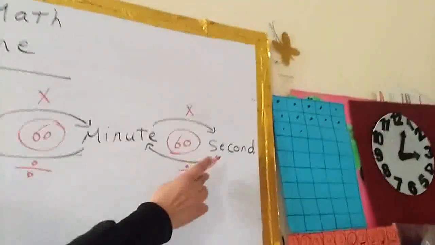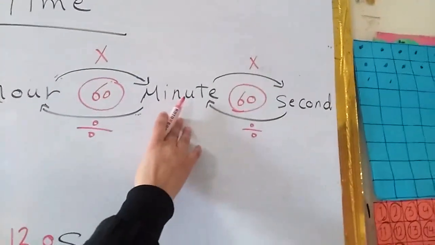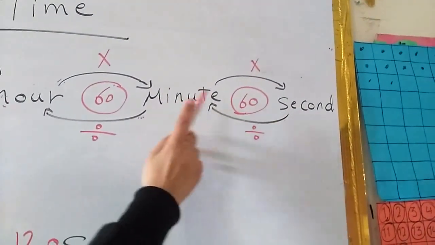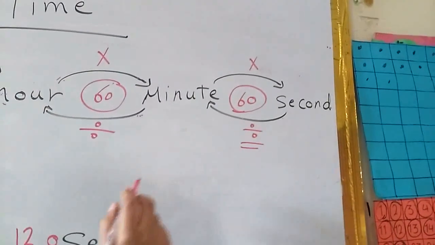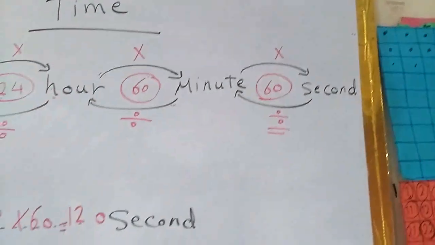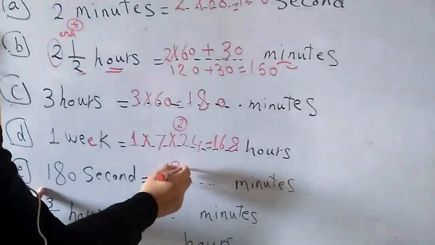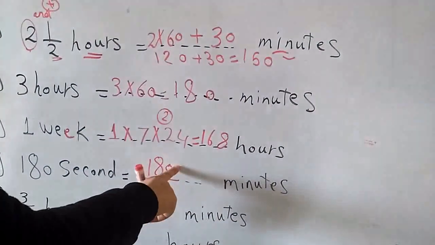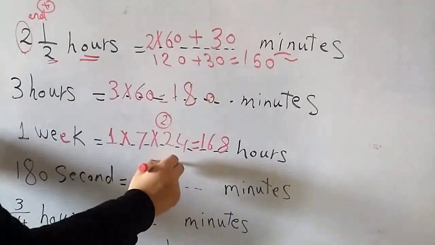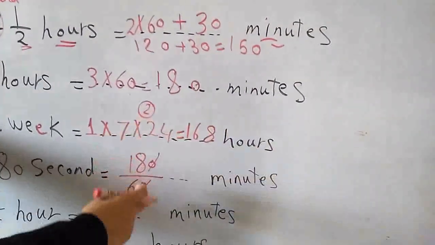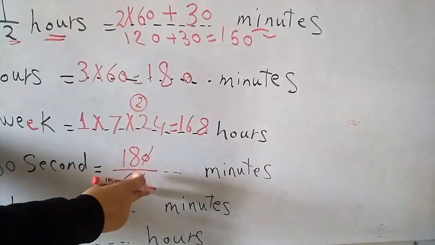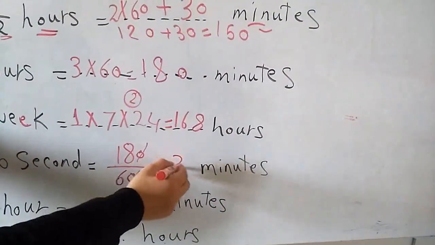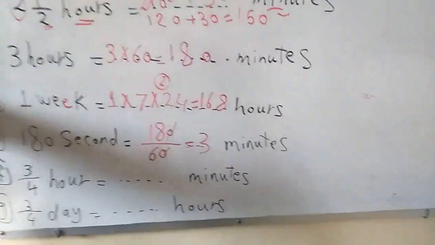Okay, 180 seconds equal how many minutes? From seconds to minutes, I move from the smallest to the greatest. So I should make what? Divide, not multiply, divide by 60. So 180 divided by 60. I found 0 up and 0 down, so I can remove the 0 and 0 from the numerator and denominator. Then 18 divided by 6 equal 3 minutes.